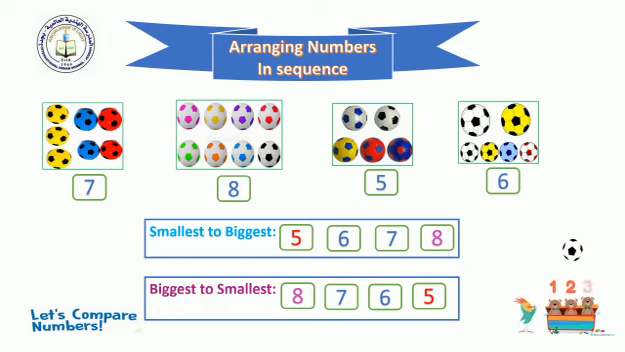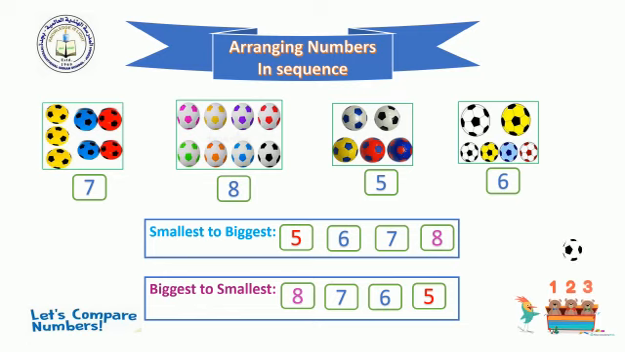To arrange from biggest to smallest, we begin with the biggest number, that is 8. Then the number which is a little smaller than 8 is 7. And next 6. And the last is the smallest number 5. So the numbers 8, 7, 6, 5 are arranged from the biggest to the smallest.